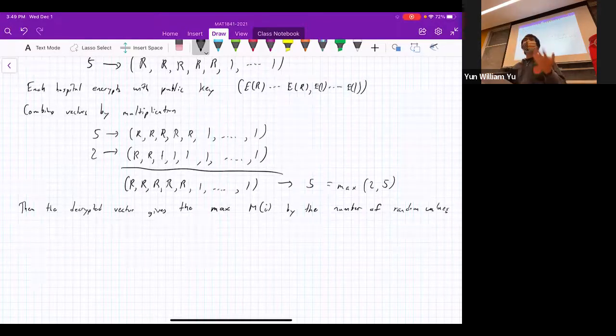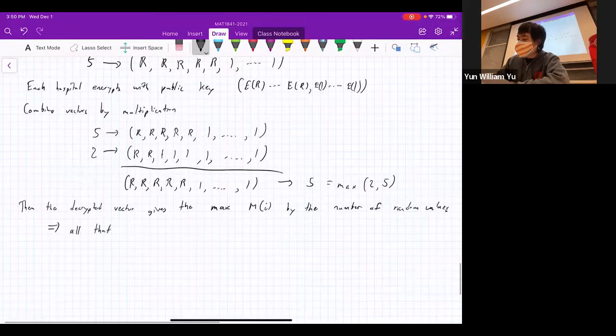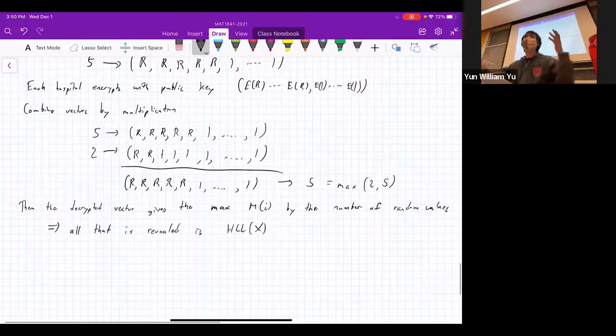So note that you do still have to decrypt to get the number of things in the bucket, because there's no way for us to test whether something is random easily in this homomorphic framework. But what happens is that all that is revealed is the combined HyperLogLog sketch. Revealed is HyperLogLog of x. So if you have different pieces, each hospital creates a HyperLogLog sketch of x1 through xn.